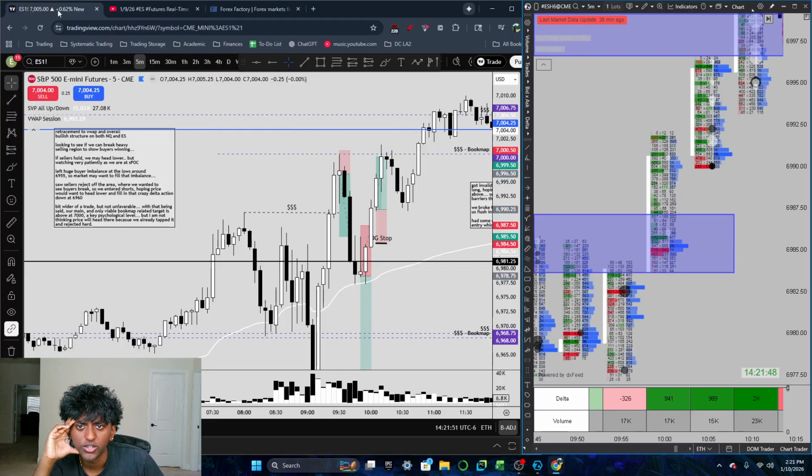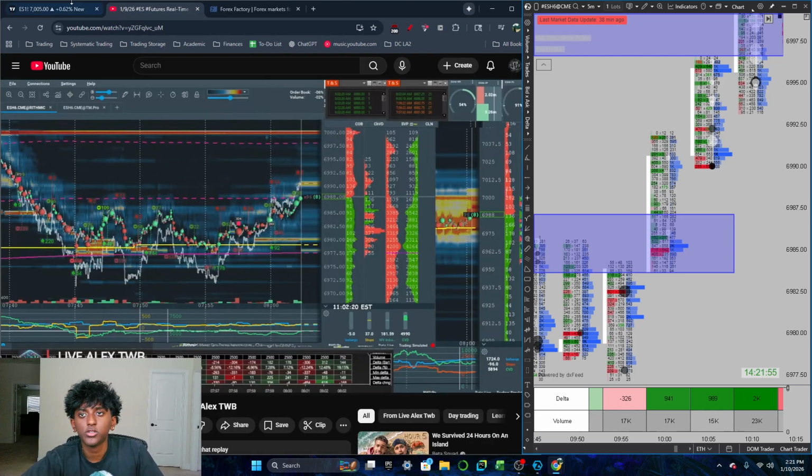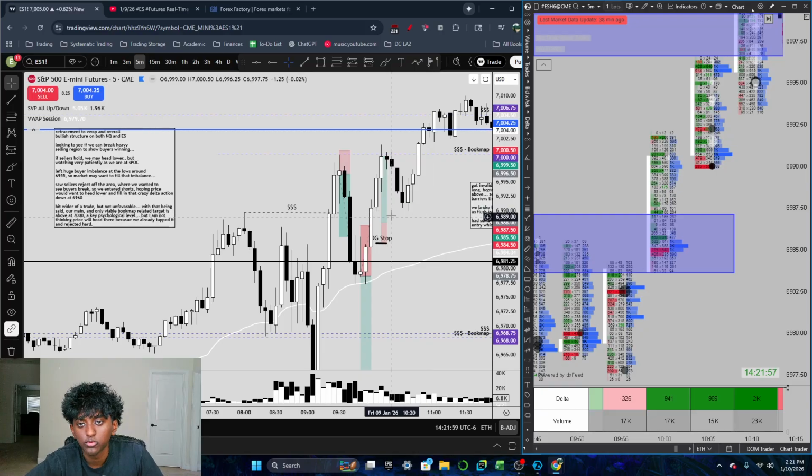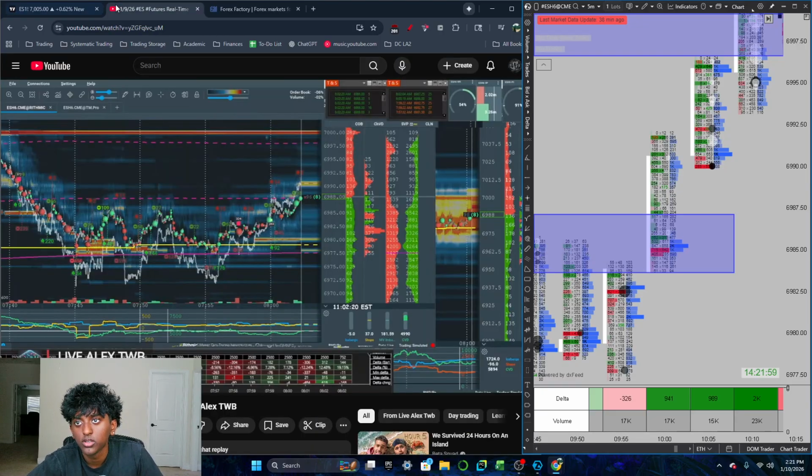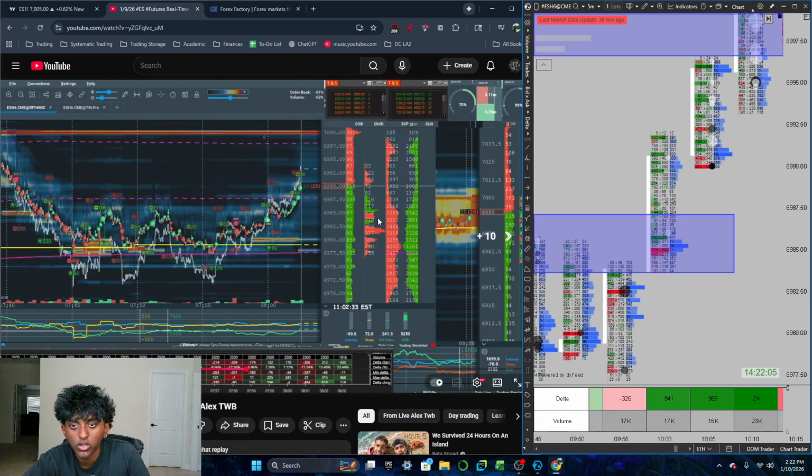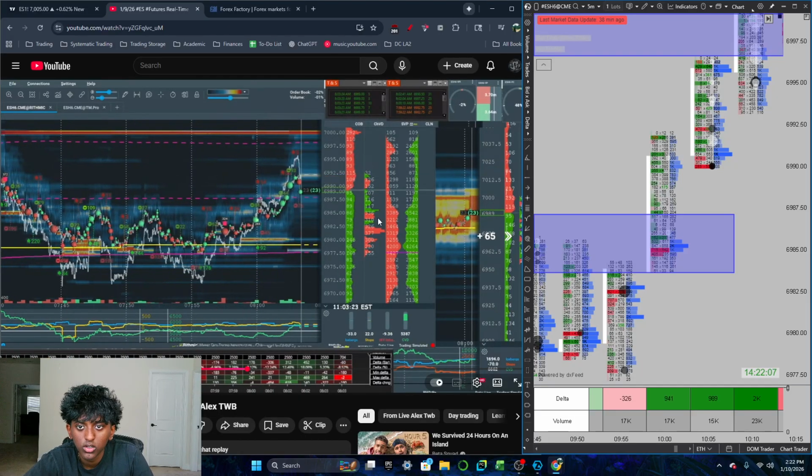Potentially we could have got an entry a bit lower, 8 to 8, to make it a 3 risk to reward trade with a 14 tick stop, which would have been really good. But our stop loss would likely not be at 8.4. We would likely place our stop loss much lower.